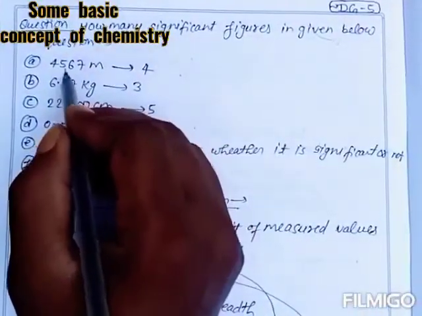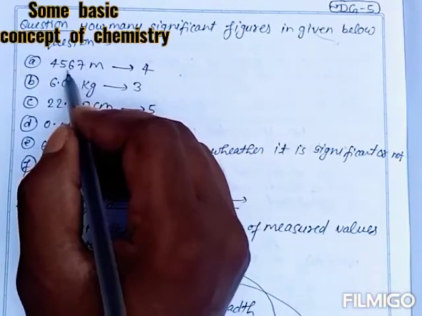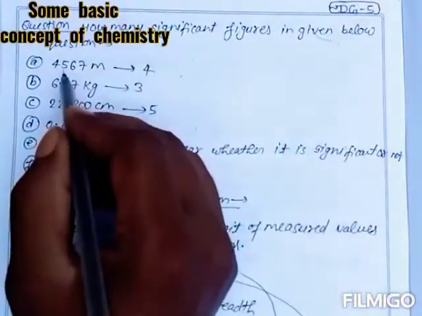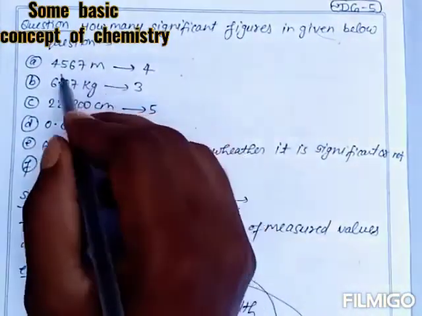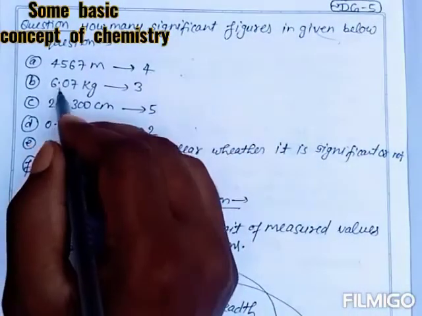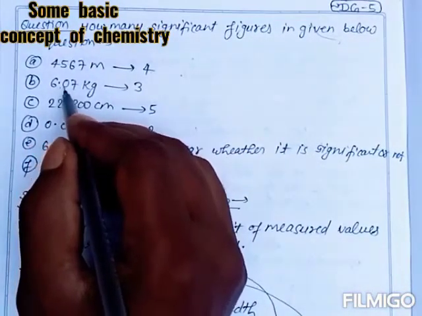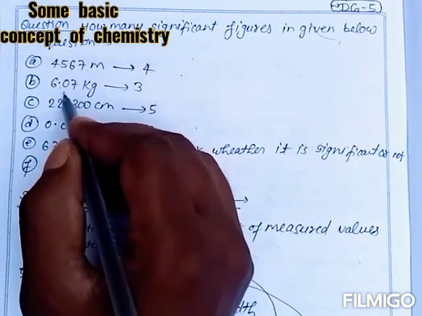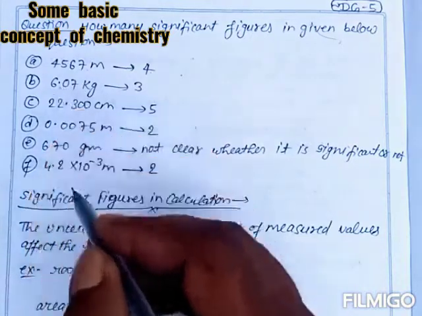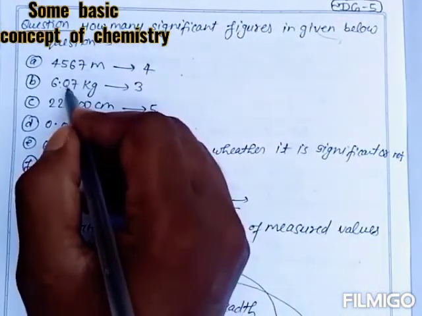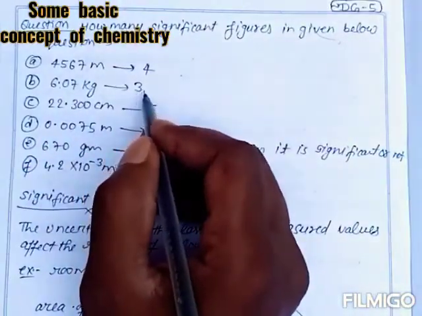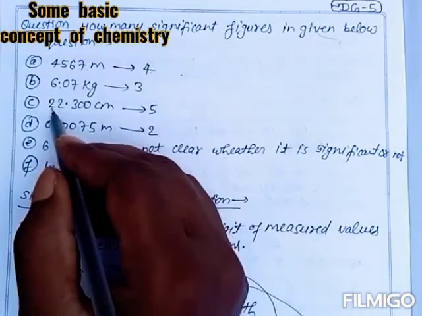4567 meters: we have already discussed that all non-zero digits are significant figures, so there are four significant figures. Now 6.07 kg: we have already discussed that a zero which comes between two digits is counted as a significant figure. So 6.07 kg has three significant figures.